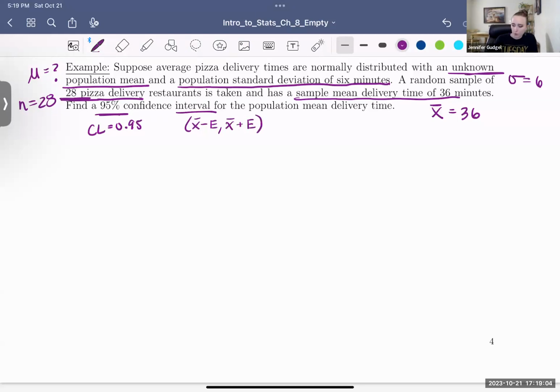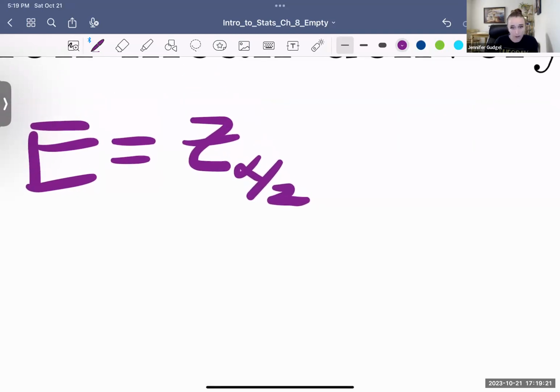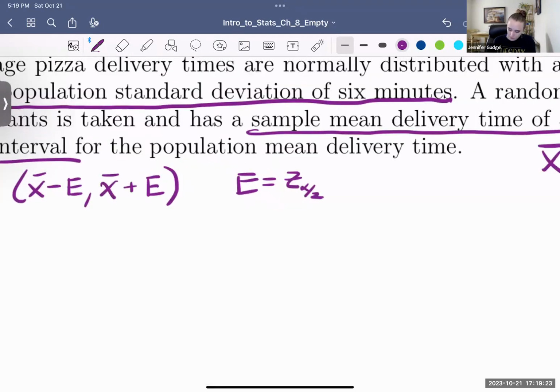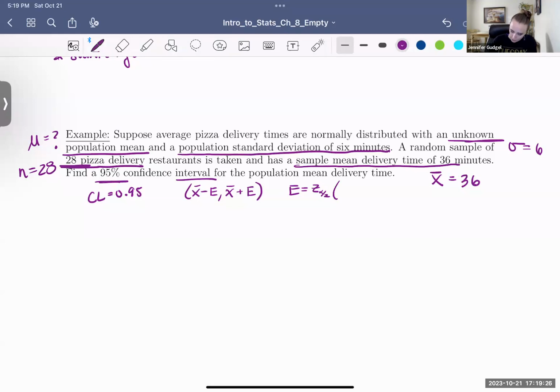Okay, we need to find the error bound in order to calculate this. And the error bound is the z-score for that specific confidence level, that's z sub alpha over 2. It's not an X. I know when I write it small, sometimes it looks like an X, but you zoom way in, that's an alpha. All right. z sub alpha over 2 times sigma over the square root of N. All right, that's our error bound. We need that error bound in order to find the confidence interval.